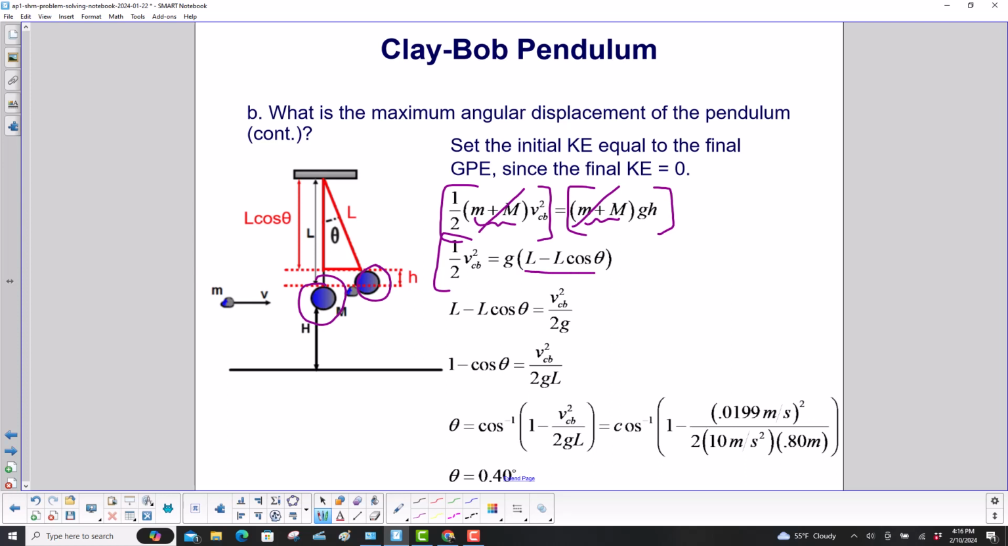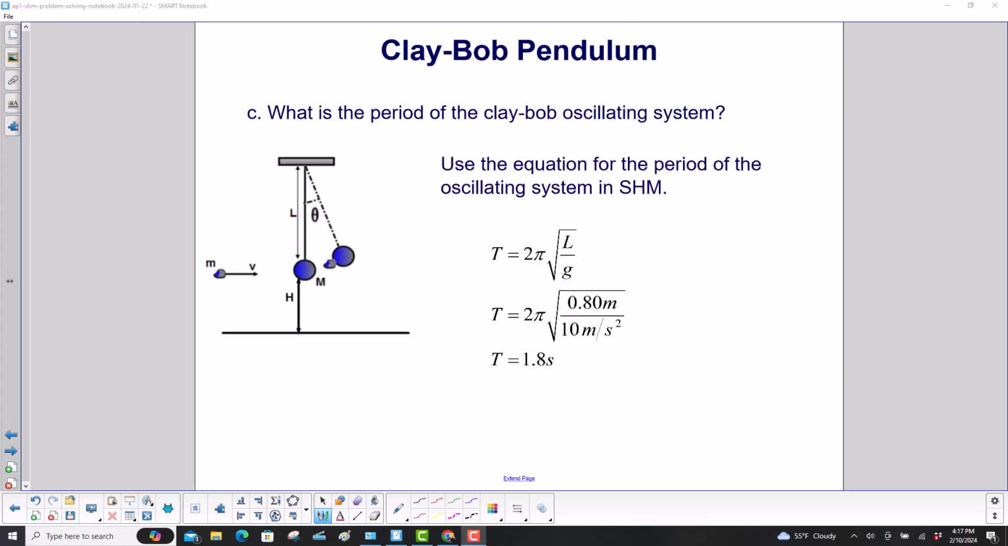So we're left with this, and then we substitute in for h, L minus L cosine theta. Then we switch the sides around, divide through by g. Then we divide both sides by L. And finally we get this expression. We're now ready to substitute in our givens. And we find out that theta is 0.40 degrees.